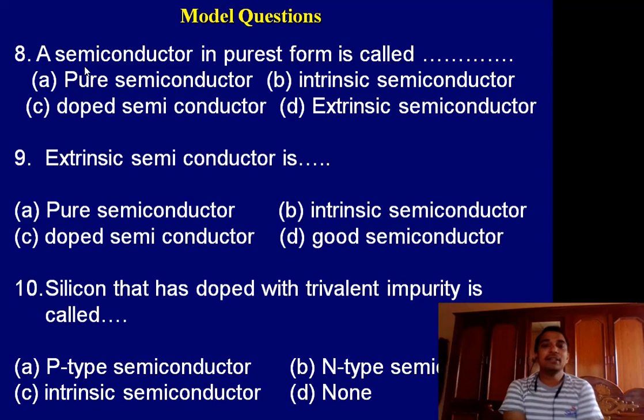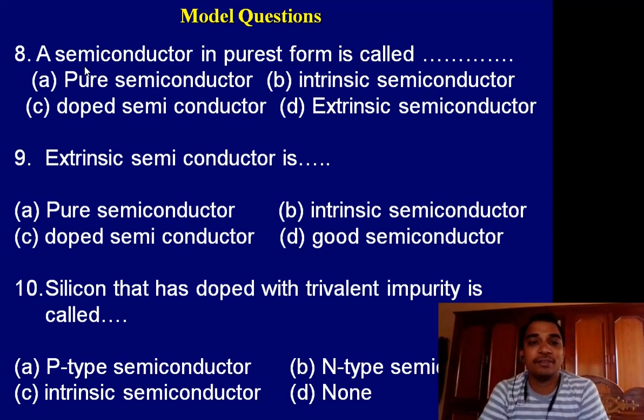Eighth, a semiconductor in purest form is called a pure semiconductor, intrinsic semiconductor. Extrinsic semiconductor is pure or intrinsic semiconductor, or doped semiconductor. It is doped. Extrinsic is actually by doping we can get it.